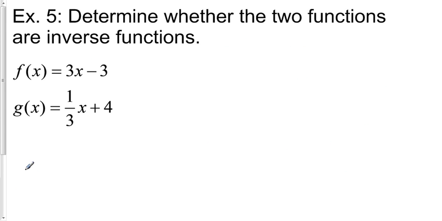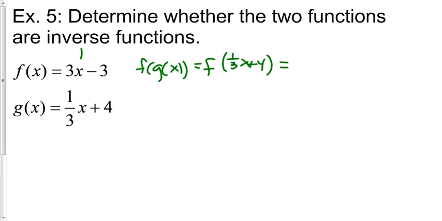Let me show you one more of those. Determine whether the two functions are inverse functions. You can't always tell just by looking. It might look like we've got inverse functions here, but it helps to check. Okay, so let's compose f of g of x. So I'm going to start with the f function here, and I'm going to plug in g of x, 1/3 x plus 4. Okay, so following the rule for f here, we're going to put in 1/3 x plus 4 in place of x. So we've got a 3 out in front. Then in parentheses, now I'm going to input 1/3 x plus 4. Then outside I've got the minus 3.